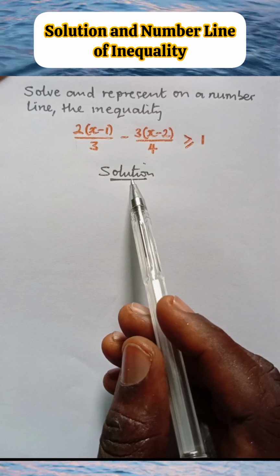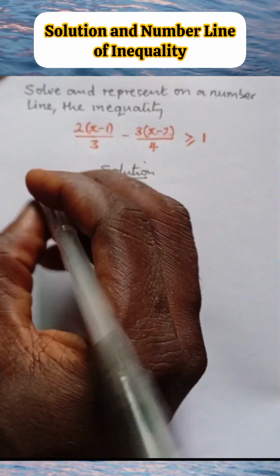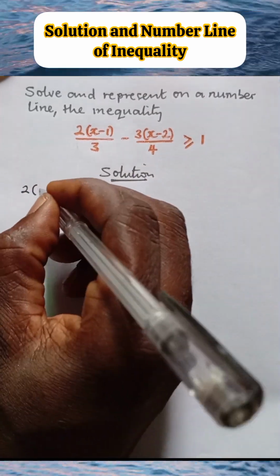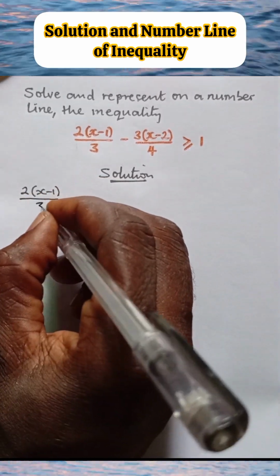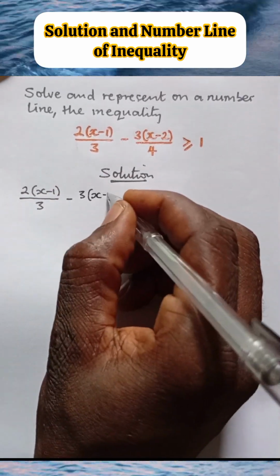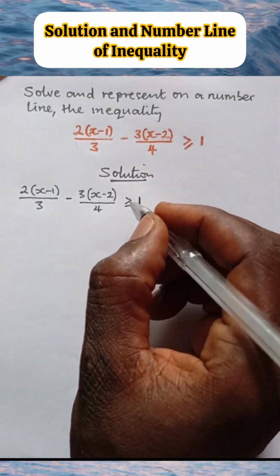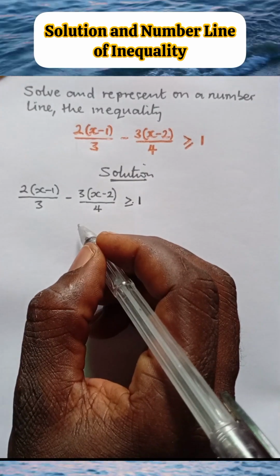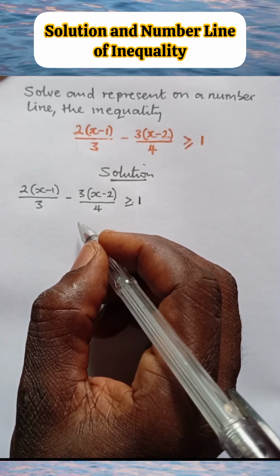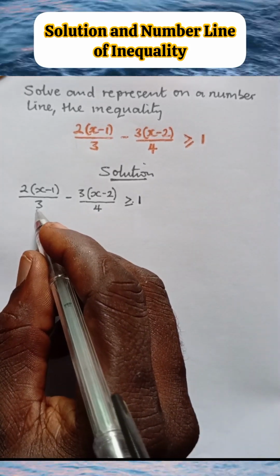Let us go. Let's first start by putting down the question. We have 2(x - 1)/3 - 3(x - 2)/4 ≥ 1. We are going to solve this the way we solve a normal linear equation. There is nothing special except towards the end.